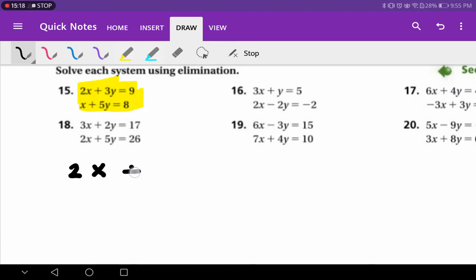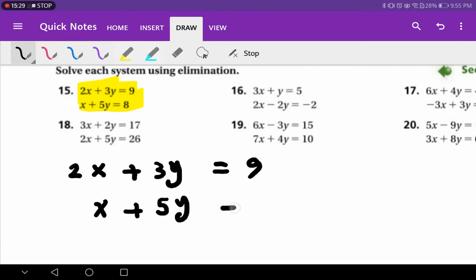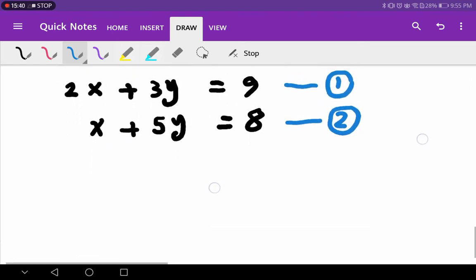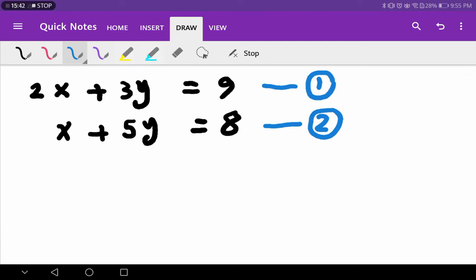2x plus 3y equal 9, and the second equation is x plus 5y equal 8. First step, we name this equation number 1 and this is equation number 2, and let us start. The teacher said before we have to add the two equations number 1 and 2 to eliminate one variable.